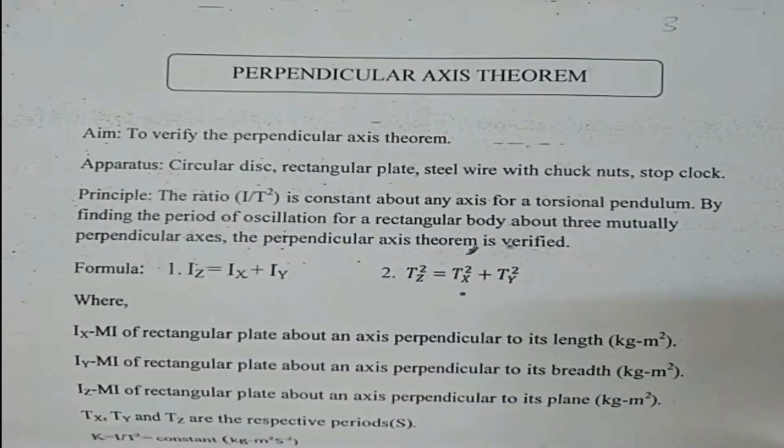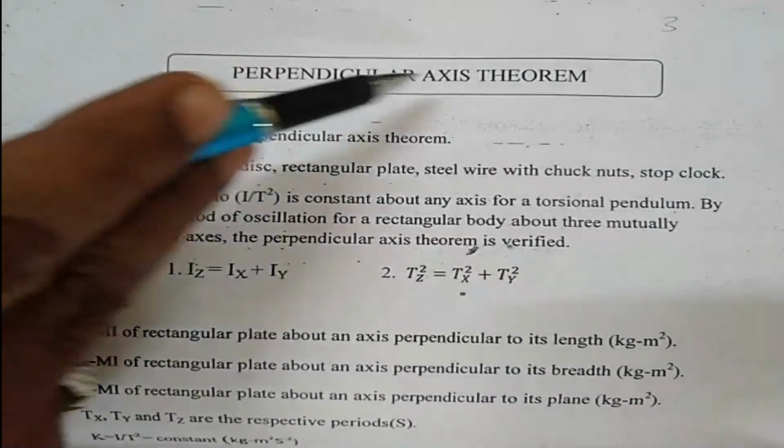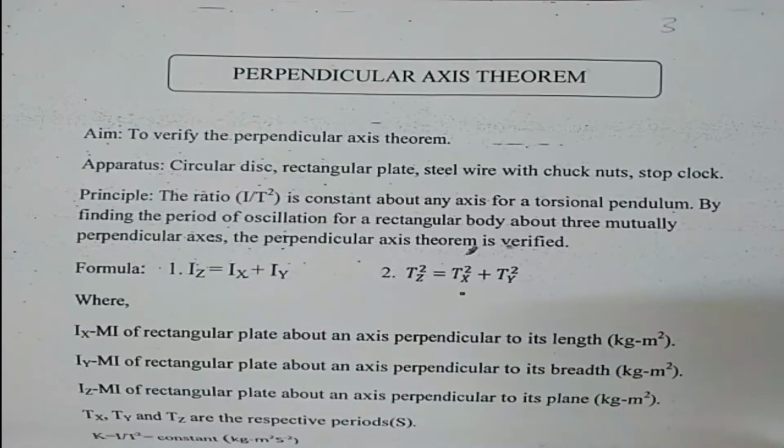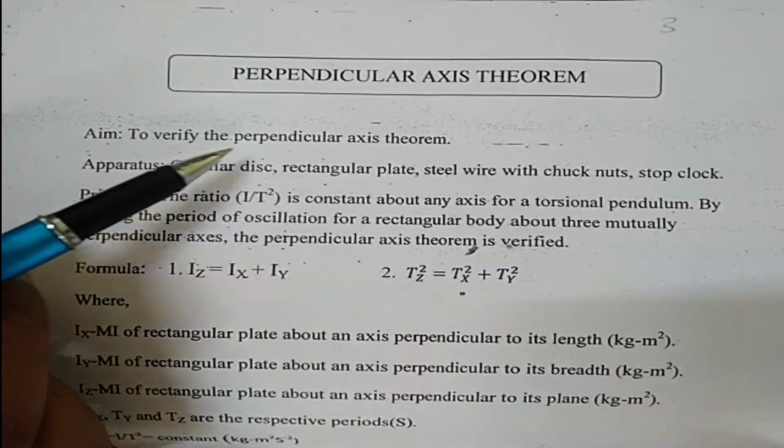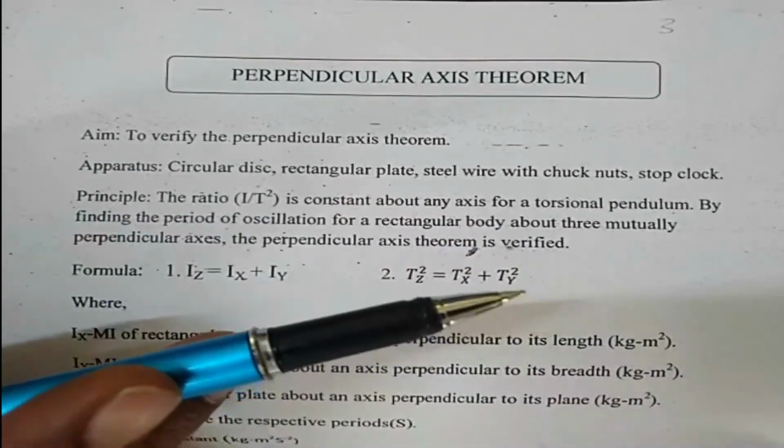Hello students, now let us discuss one more demonstration experiment. The experiment name is perpendicular axis theorem. This experiment belongs to the BSc first year students. Now, in this experiment, what is the aim? To verify the perpendicular axis theorem.